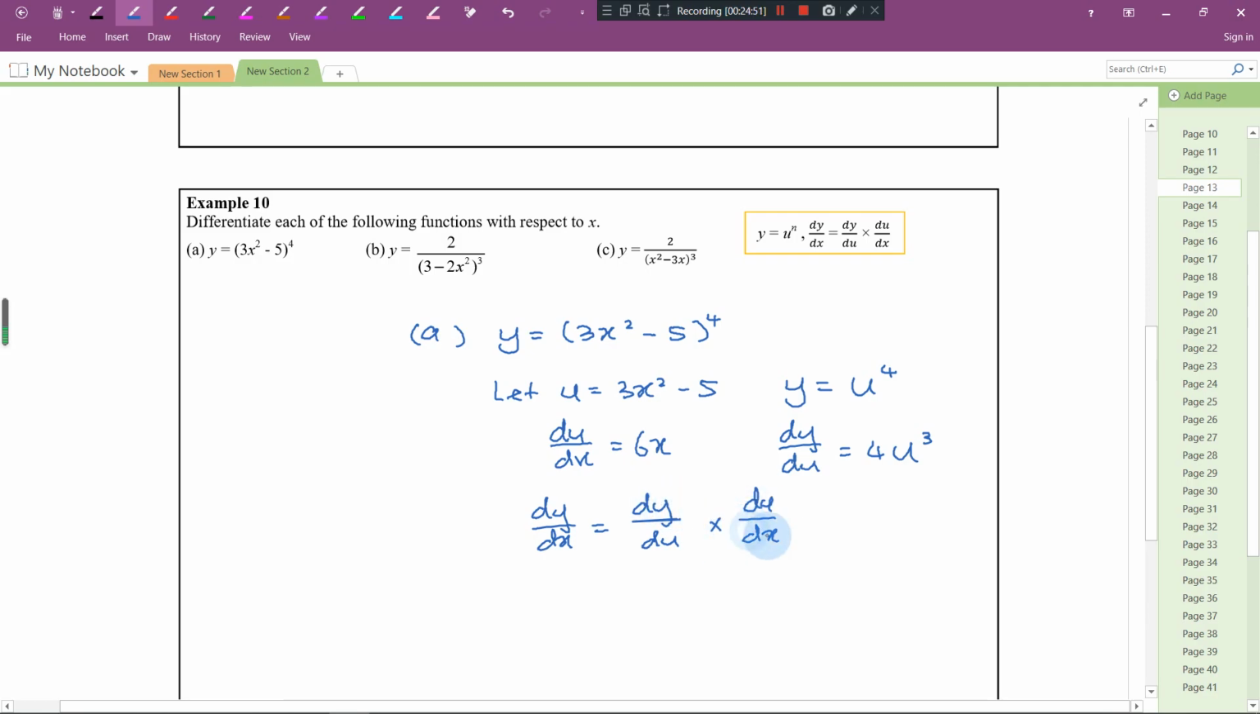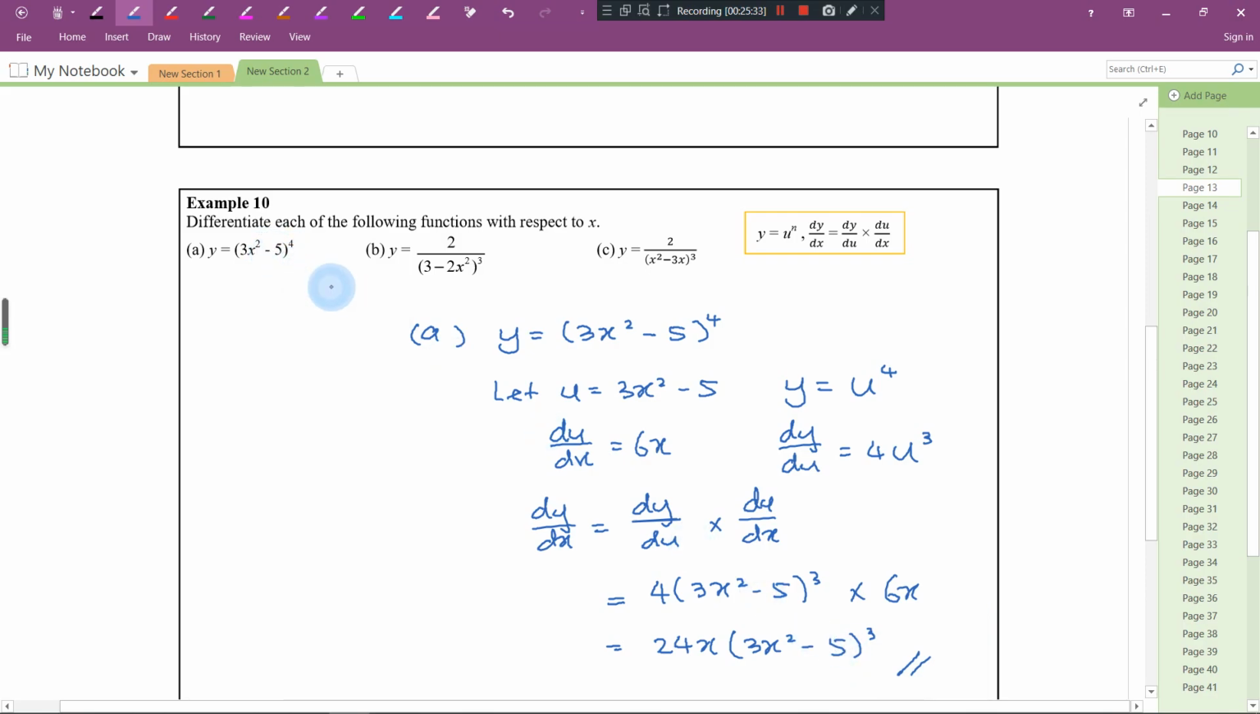So eventually you will get dy/dx. dy/du is 4u cubed. u is actually this one, so I'm going to write this inside here, times du/dx, which is 6x. Then this will give you 4 times 6, 24x, times 3x squared minus 5 raised to the power of 3. Okay, so this is the answer for this question.